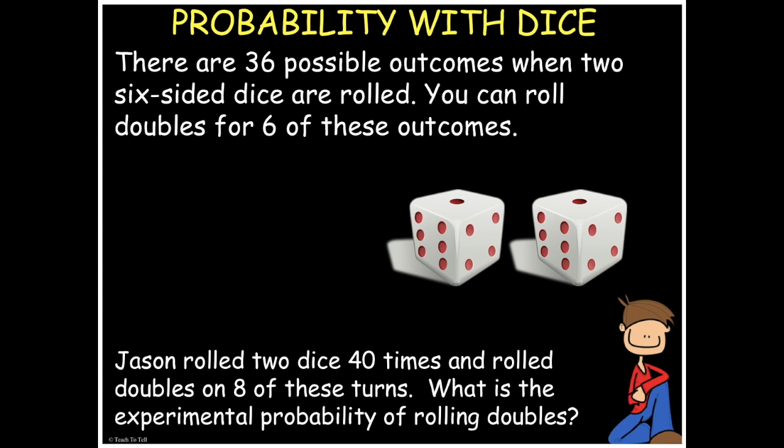So again, the same information is presented, but this time we're looking at Jason, who rolled 2 dice 40 times and rolled doubles on 8 of these turns. What is the experimental probability of rolling doubles? What actually happened when Jason tried this out? As it says, 8 out of the 40 times he rolled were doubles, so 1/5 of the time. So what actually happened is a little bit different from the previous 1/6. 1/5 of the time he got doubles.